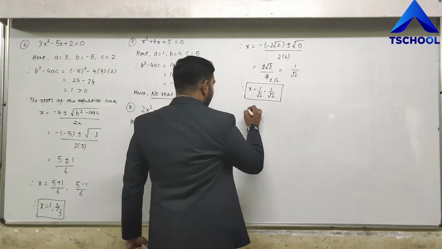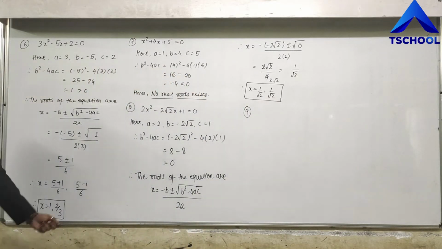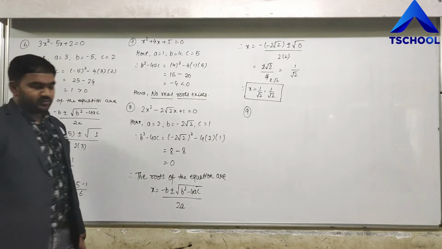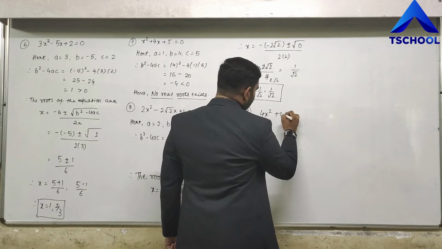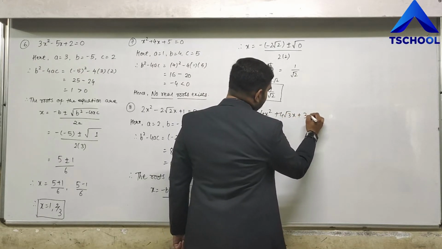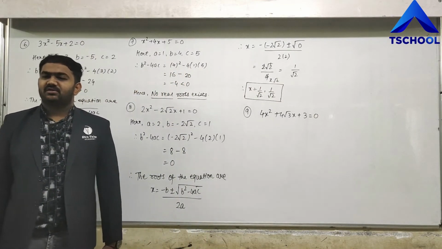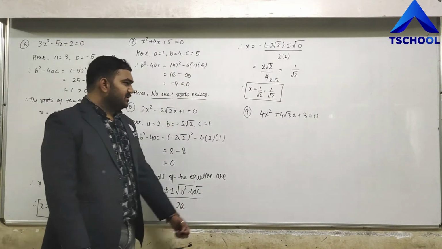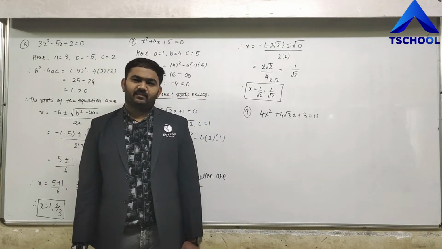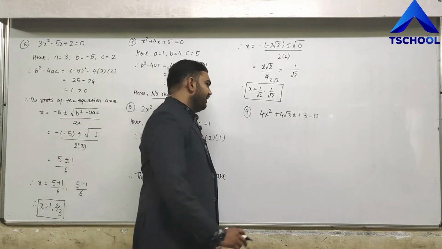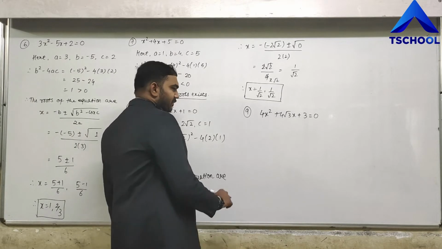One more I have here is of the same kind that we solved in the 8th question, and then we shall come to a conclusion: 4x square plus 4 root 3x plus 3 equal to 0. What do you know about this? This quadratic equation is a perfect square in itself. Yes or no? So we are going to solve this by the quadratic formula now.